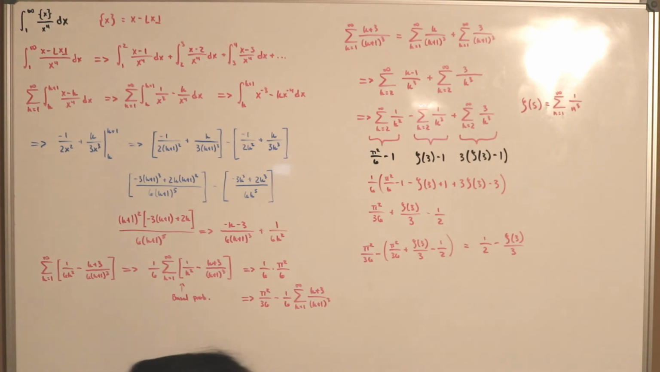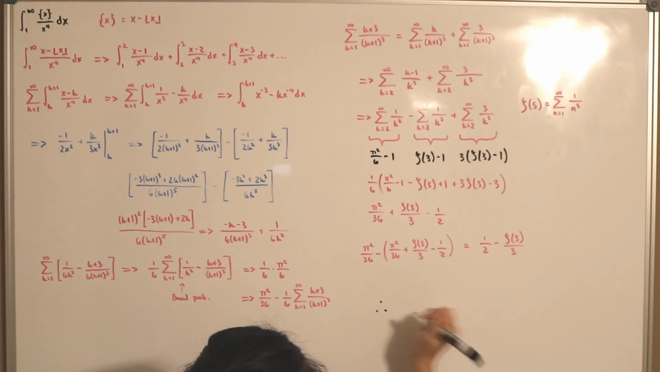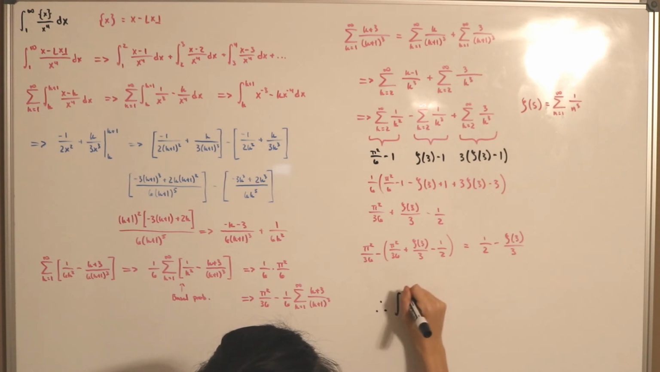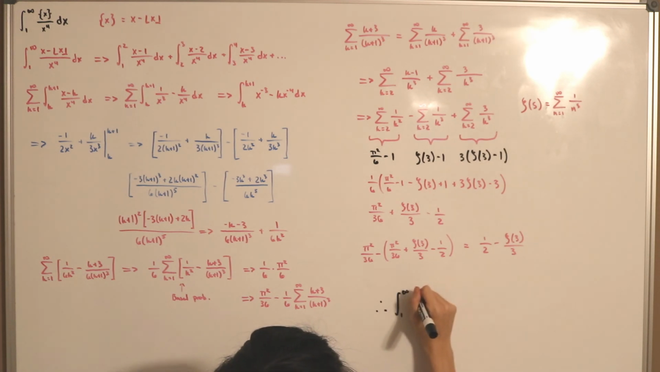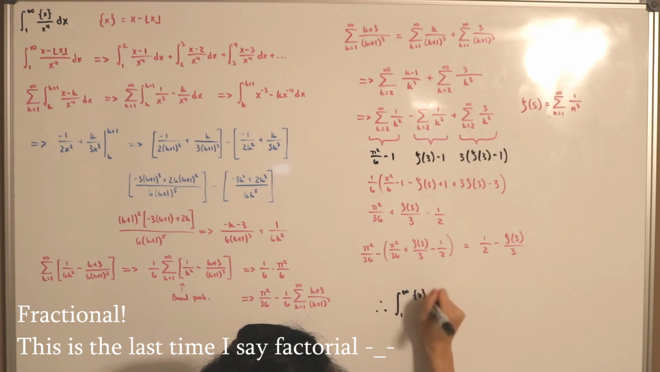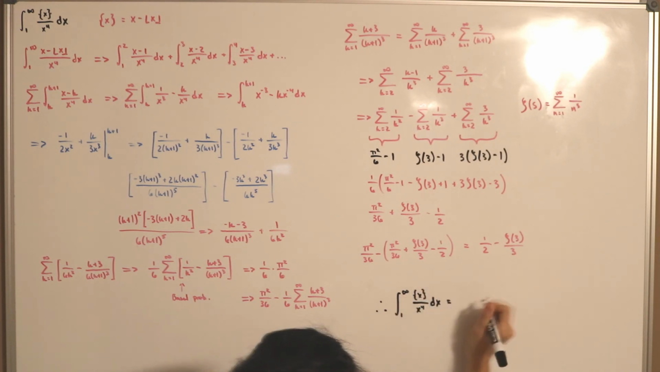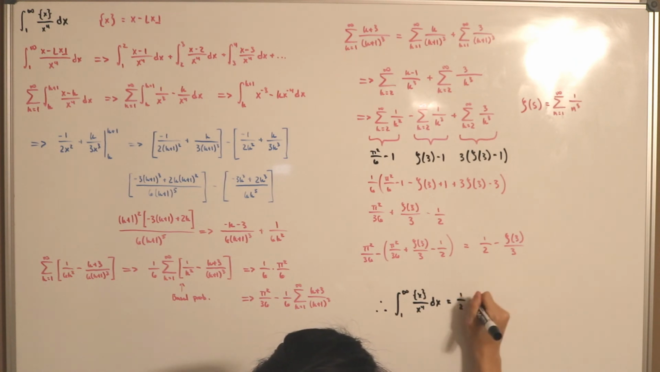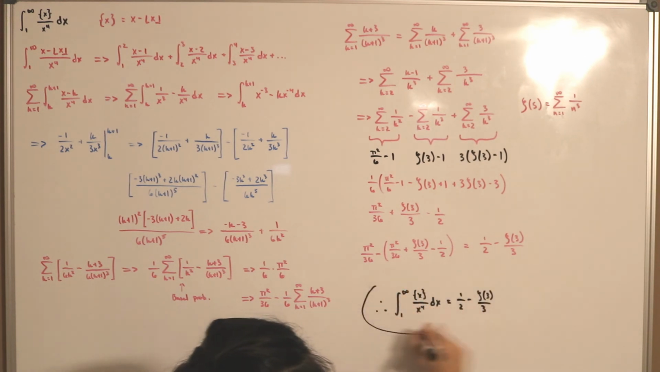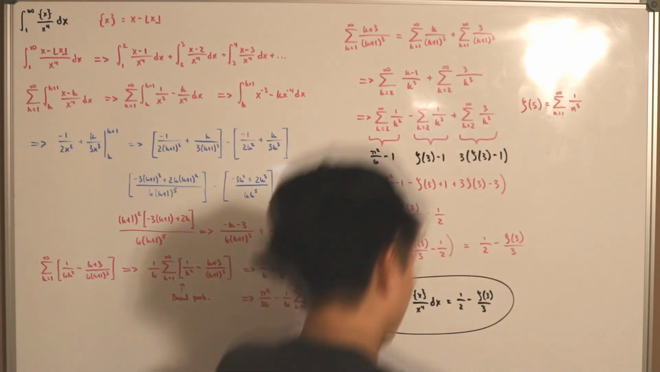And then therefore we can conclude, our conclusion: the integral from 1 to infinity of the fractional part of x divided by x to the 4th dx is equal to 1/2 minus the zeta of 3 divided by 3. It's pretty cool, right?